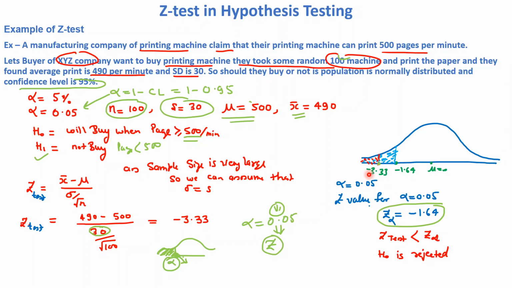The z value we calculated is minus 3.33. This red area is your testing area. And the critical z value we got is 1.64, which means this complete dotted blue area is your critical region. You can see here that our red area resides inside the critical region. So we can reject the null hypothesis. It means the buyer should not buy this printing machine.